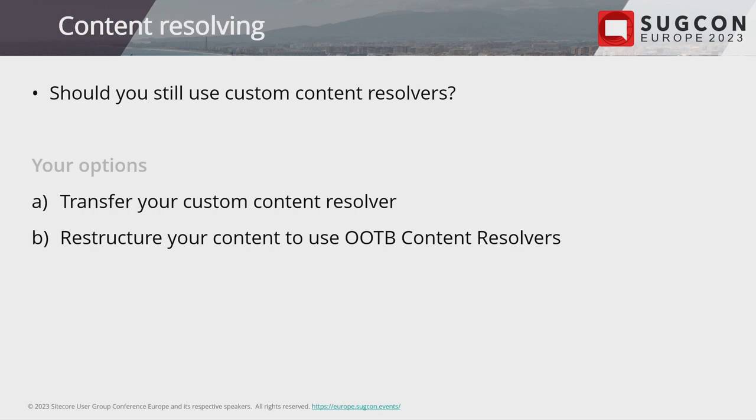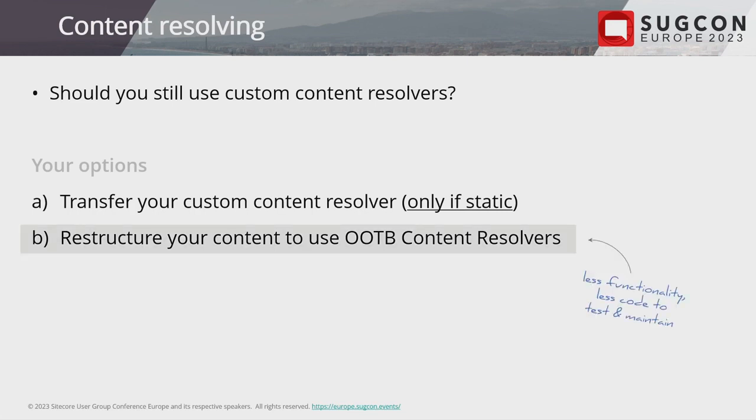And given the changed nature of the resolving process, you cannot resolve content dynamically any longer. So in some cases you do have to choose. You have two choices. Either you transfer your custom content resolvers, but only if they're static, because they still work, and I've tested it out, it works fine. Or you can restructure your content. That's basically sometimes also what we do in a custom content resolver, but now not in the content resolver, but in the actual content itself. That way you have less functionality, less code to test and maintain.